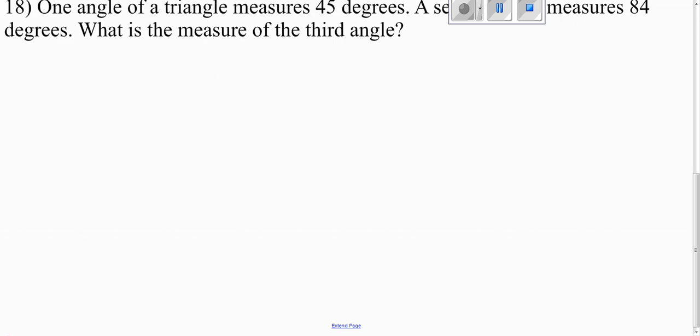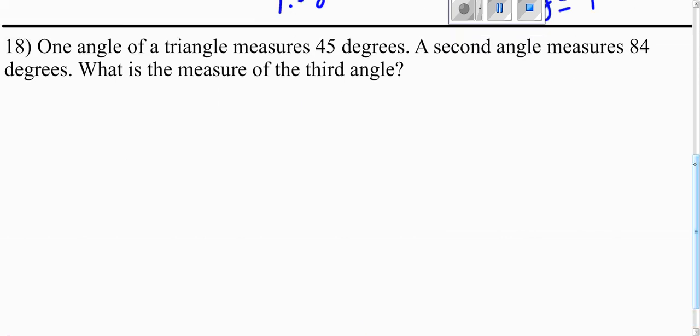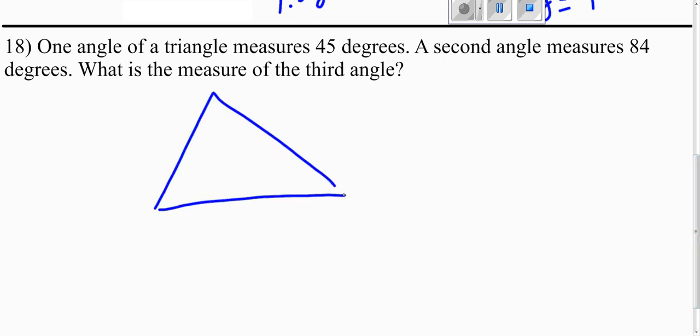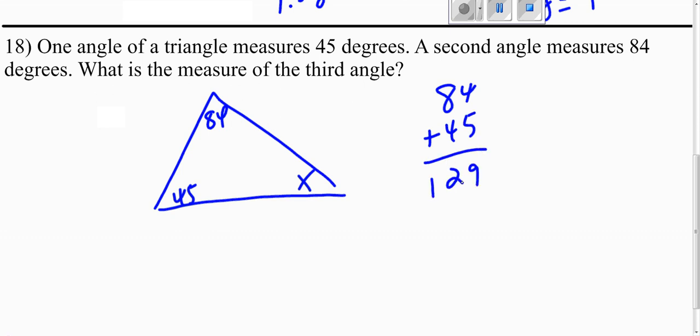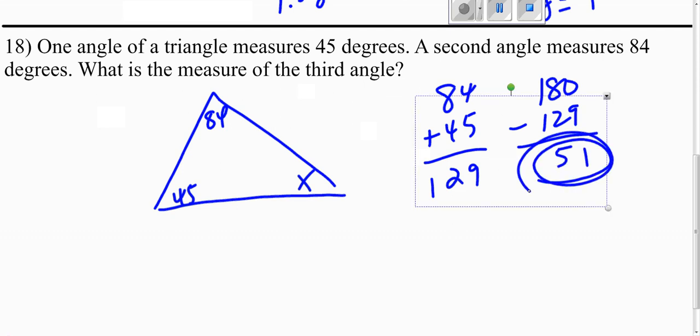Okay, number 18. One angle of a triangle measures 45. A second angle measures 84. What is the measure of the third? Maybe it would be helpful to draw a picture. So one of them is 45, one of them is 84. Find the third, or just you remember that all three of them have to add up to 180. So those two are already 129. 180 minus 129 is 51 degrees. That's the final answer.